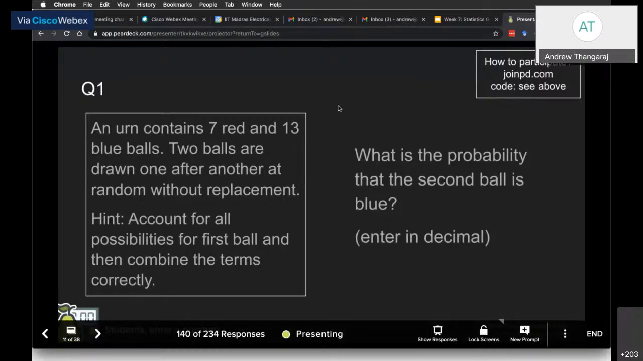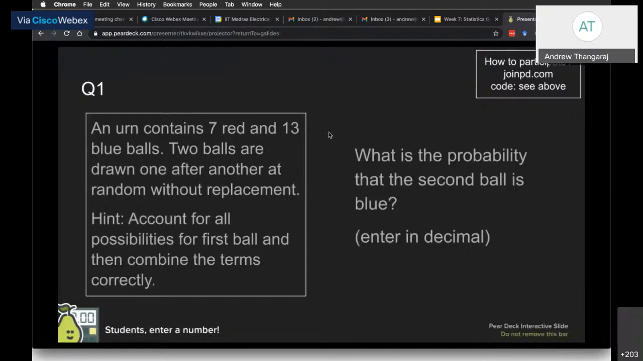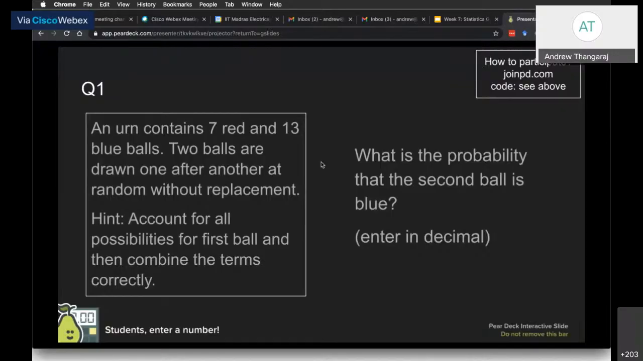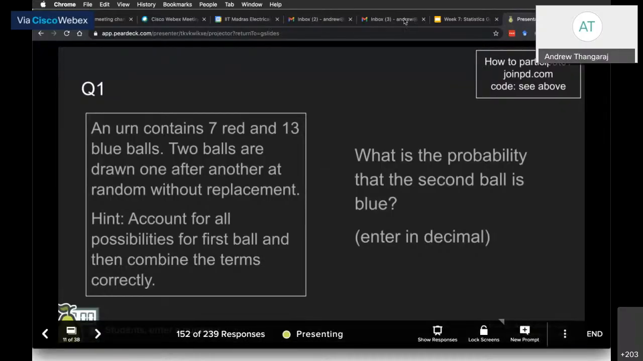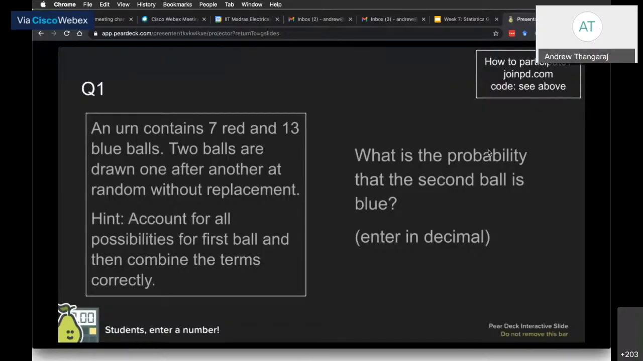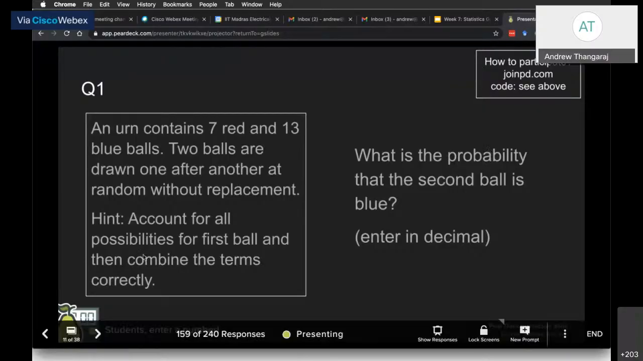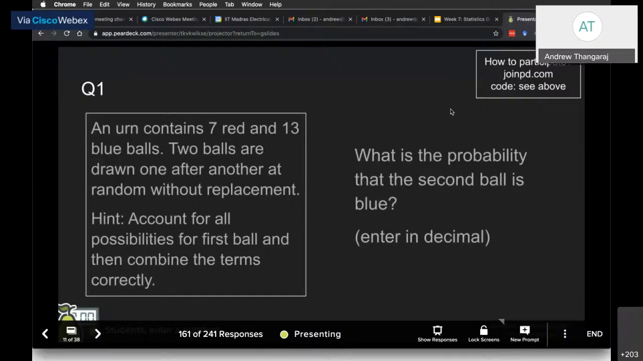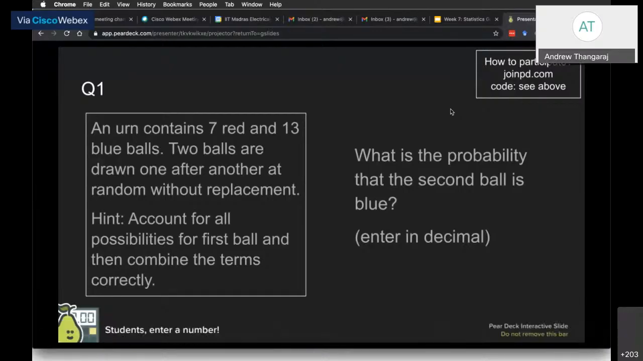So more than half the people have already answered. This question is about what happens on the first ball. So that's why I put a hint here. You have to allow for all possibilities for the first ball, and then combine whatever probability you get carefully. Yes, the first ball might be blue, the first ball may be red. Both are possible.